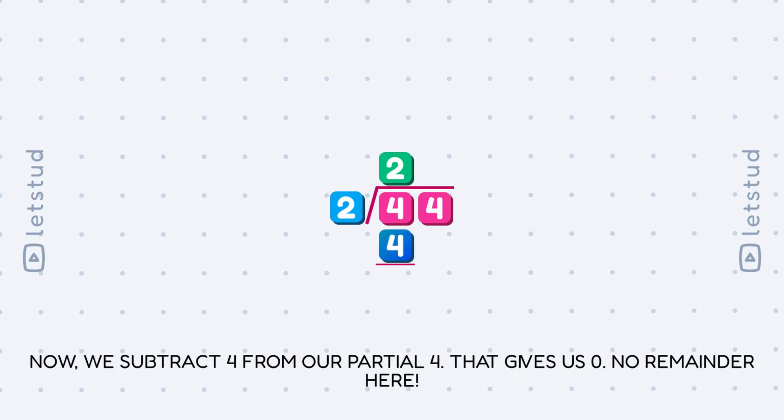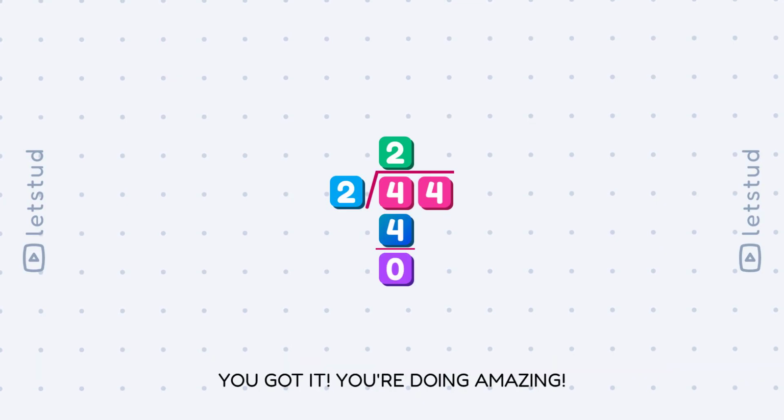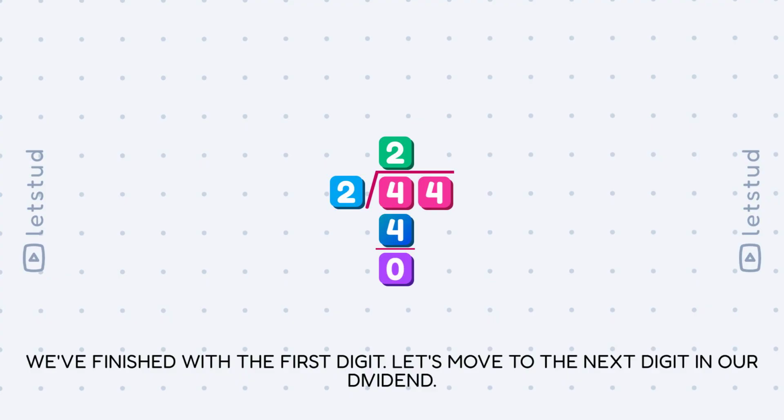Now we subtract 4 from our partial 4. That gives us 0. No remainder here. You got it, you're doing amazing. We finished with the first digit. Let's move to the next digit in our dividend.